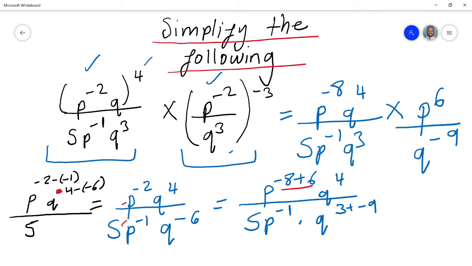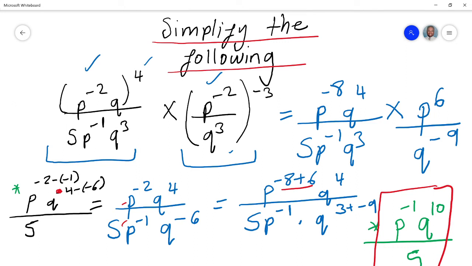So eventually what that leads to, I'm just going to move that there and work through here. P to the power negative 2 minus negative 1 becomes p to the power negative 2 plus 1, which is negative 1, and q to the power 4 minus negative 6 becomes 4 plus 6, q to the power 10, over 5. Okay, that's how we work through this question. Our final answer therefore becomes p to the power negative 1 q to the power 10 divided by 5.